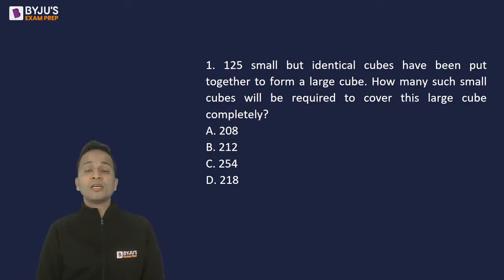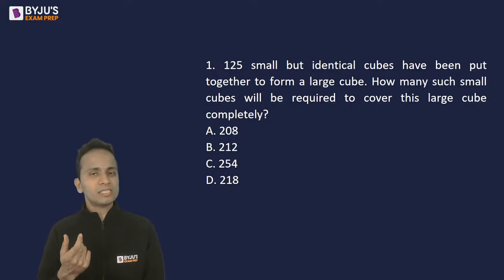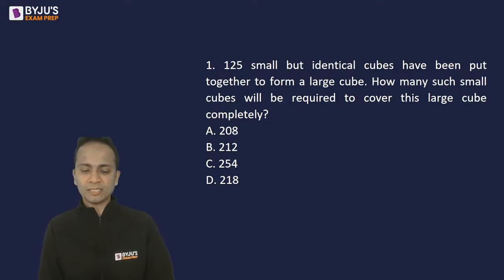Question based on cubes, the geometrical figure cube. Question number 1 says that 125 small but identical cubes have been put together to form a large cube. How many such small cubes will be required to cover this large cube completely? So we have to completely cover this cube, which is formed by joining 125 small and identical cubes. How many more pieces of the same shape and size will be required to do that?